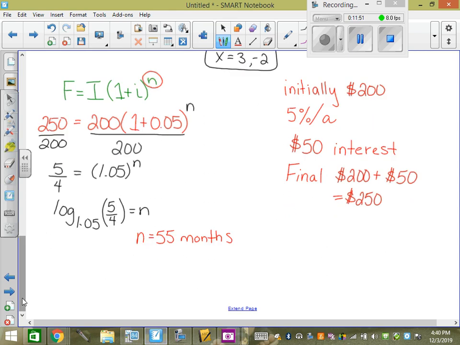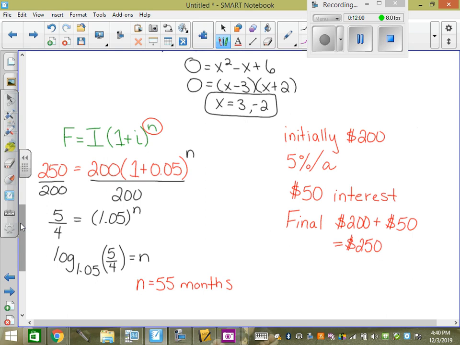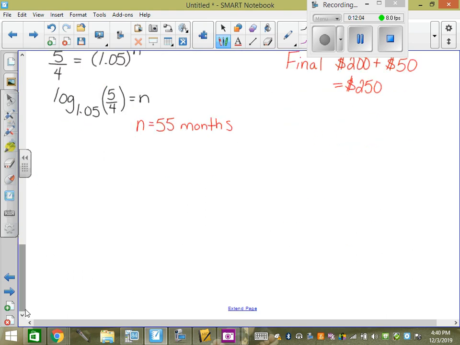Okay, how did I know to use this formula instead of the CP? Because there was no words compounded in there. So how does it sound if I do the same thing? And this would be a simple interest. How would it be if I wanted it as a compounded? Well, it could be the same question. I could say, okay, I have $200 invested.